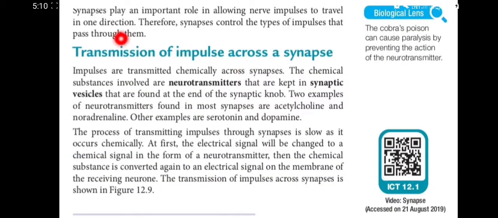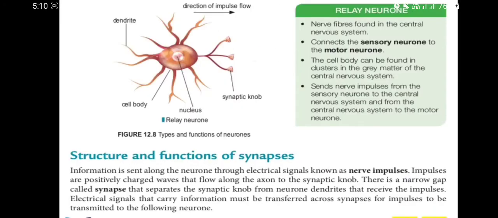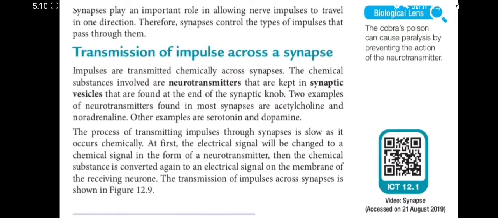Synapses play an important role in allowing the nerve impulses to travel in one direction. So sangat penting supaya nerve impulse travel in one direction only. Synapses control the types of impulses that pass through them. Impulses are transmitted chemically across synapses. Chemically di sini. Kita tahu information itu adalah dalam bentuk electrical signal yang kita panggil sebagai nerve impulses. So dia akan pass through the synapse dengan cara transmitted chemically. The chemical substances involved are neurotransmitters.